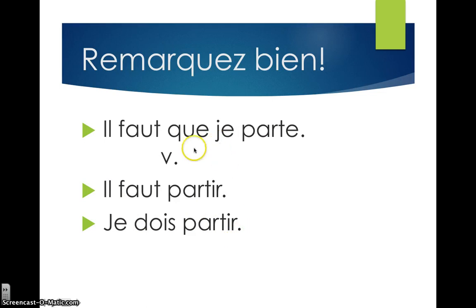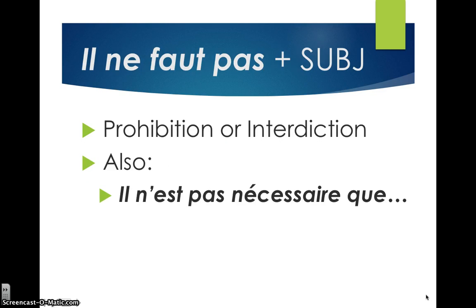See, I have two subjects. I have the il and then I have the je, whereas here I only have one subject. So just remember, we need this que to introduce a new subject in order to then use the subjunctive. We can use il faut in the negative plus the subjunctive to demonstrate some kind of prohibition or interdiction.